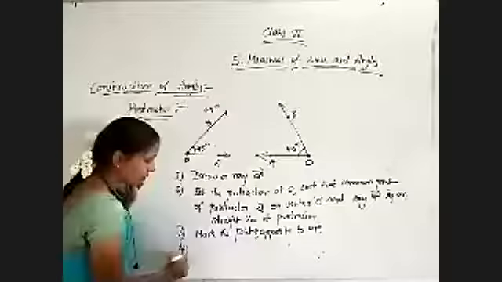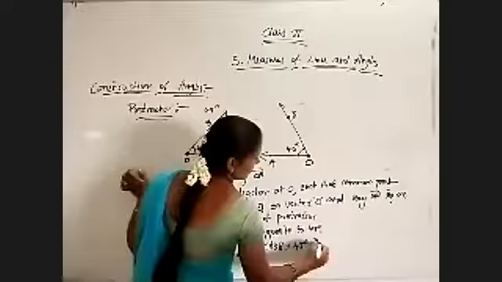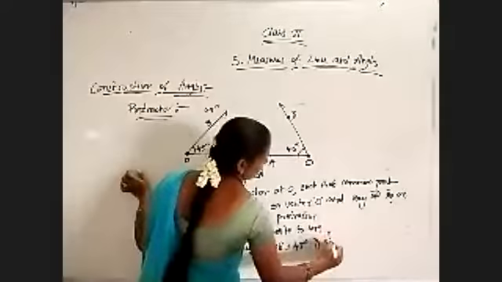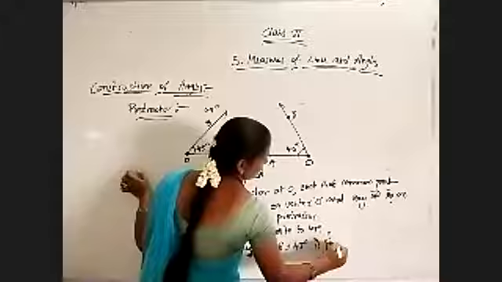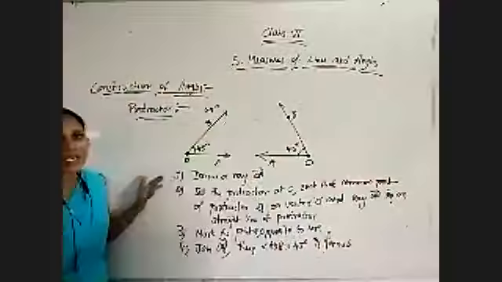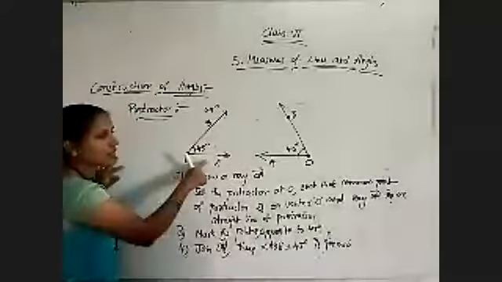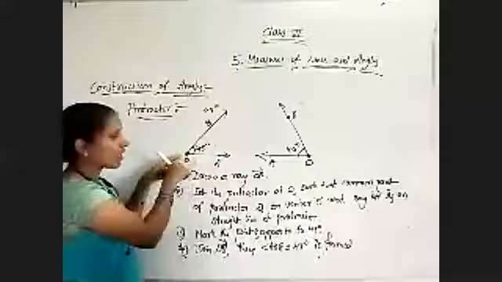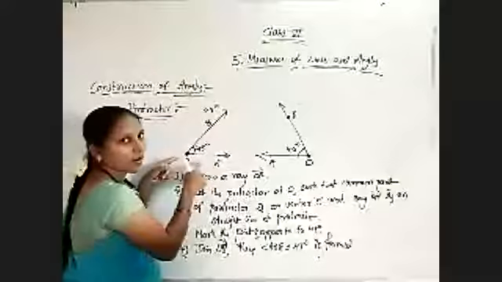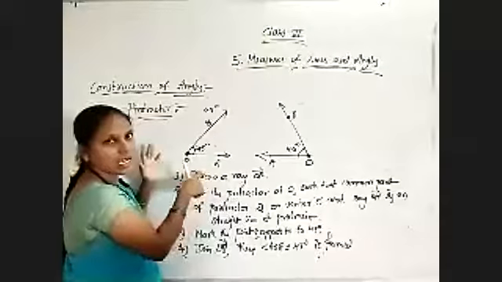Then remove the protractor and join OB. Angle AOB is formed. Observe the construction steps. For understanding, we need to draw the angle. First, whatever we are doing, we are constructing either anti-clockwise rotation or clockwise rotation, no problem.